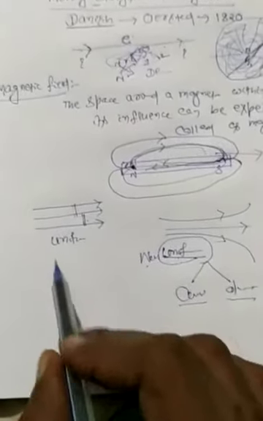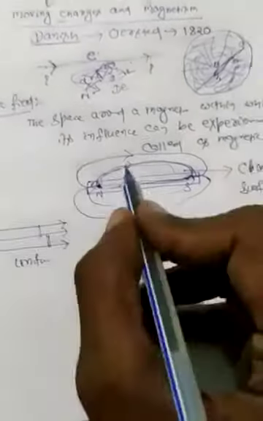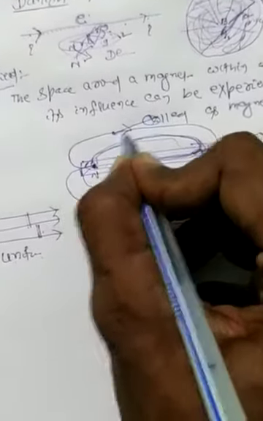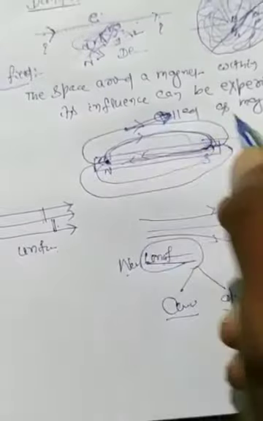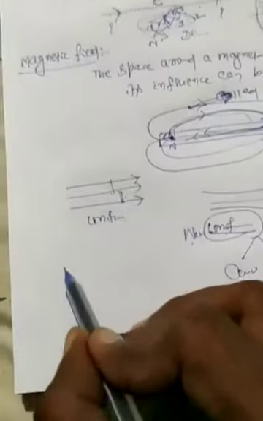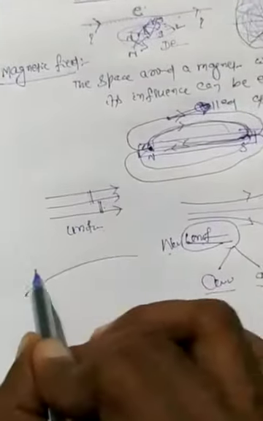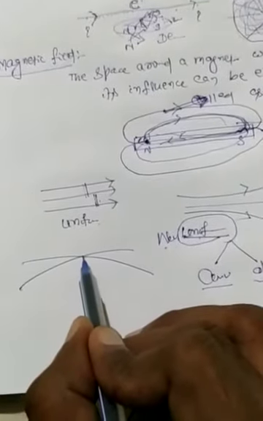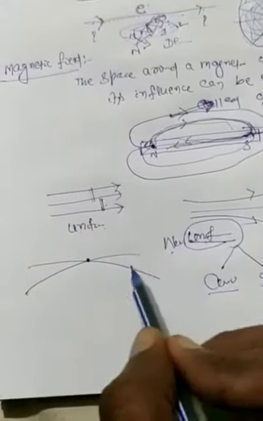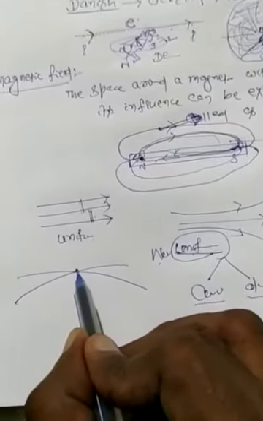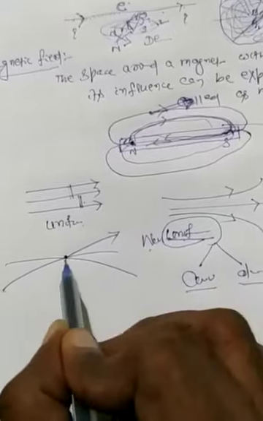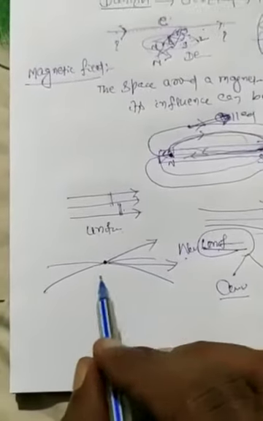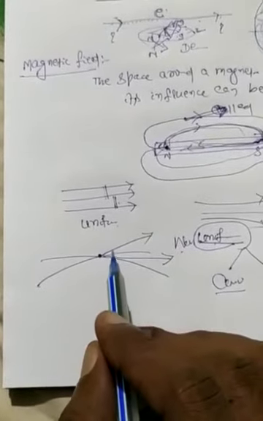In this case, if we draw a tangent at any point upon the lines of force, that tangent gives the direction of the lines of force. Thus, two lines of force never intersect each other, and if they do, at that point there are two tangents, but it is quite impossible. Hence, two magnetic field lines never intersect each other.